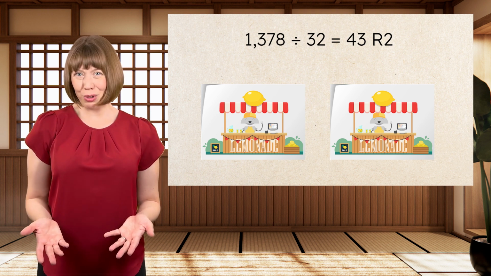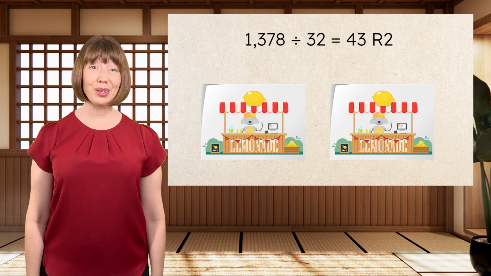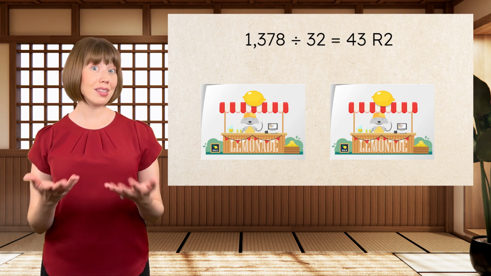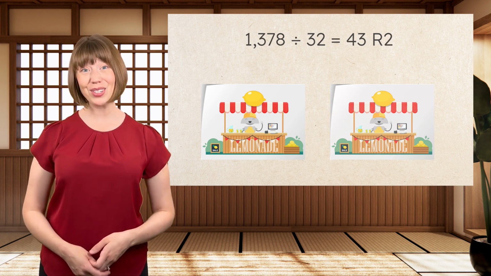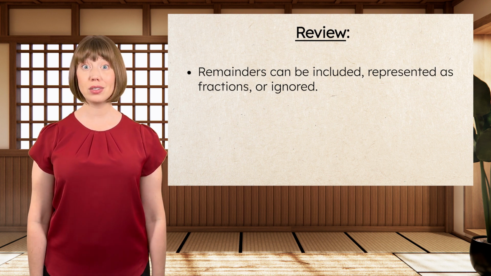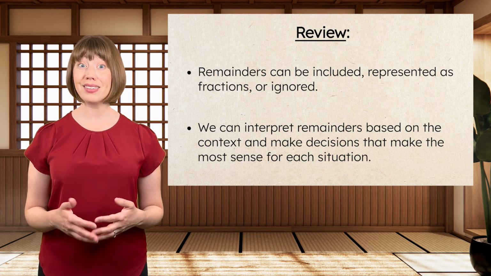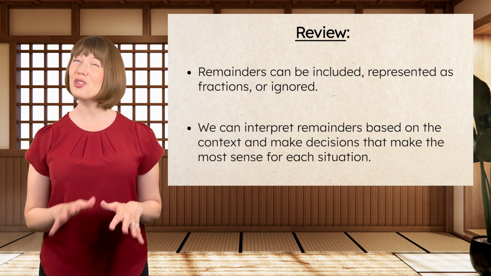So, what can the group do with the extra 2? Reasonable options might include giving the extras to the blocks that get the most foot traffic, posting them on a community bulletin board, or saving them in case any get damaged. So, what have we learned today? We learned that remainders can be included, represented as fractions, or even ignored. The key is to interpret the remainder based on the context and make a decision that makes the most sense for each situation.